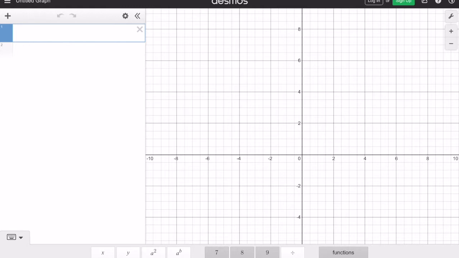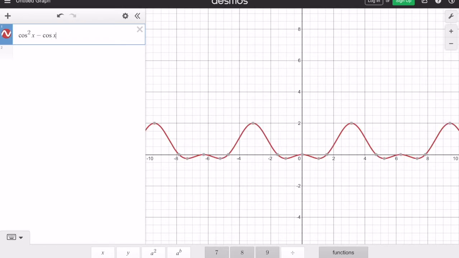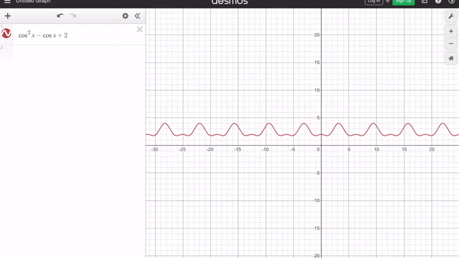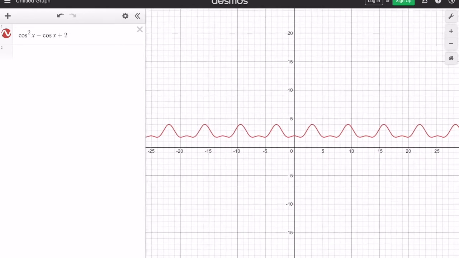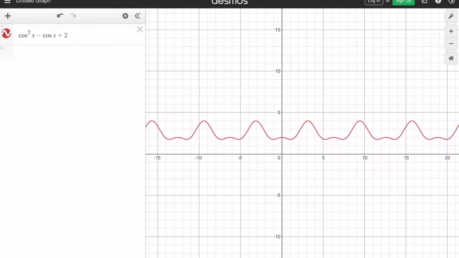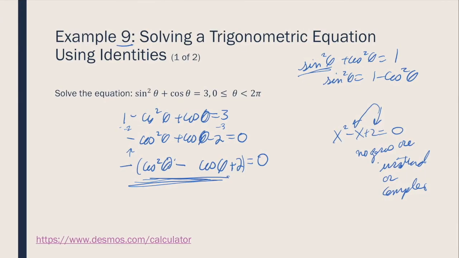So I have cosine squared of, I'm going to use x instead of theta because I'm not sure how to type theta. So here we have our cosine squared graph minus cosine of x. And then when I add 2, you can see this graph is shifted up. So nowhere does my graph cross the x-axis, nowhere would it equal 0, nowhere would I have a solution. No solutions whatsoever. So let's go back to our PowerPoint and work on our next example.